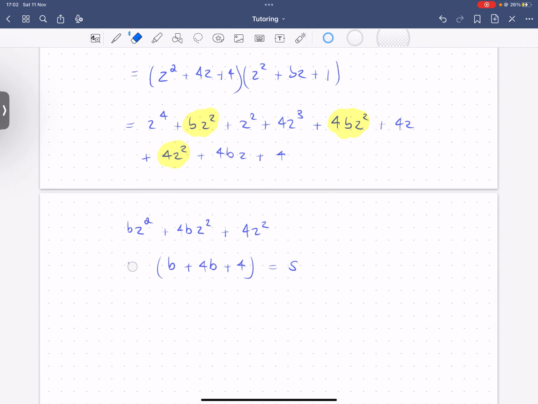So this has to equal 5. We can get rid of that z squared there. So in other words, 5b plus 4 has to equal 5, which means b has to equal 1 on 5.